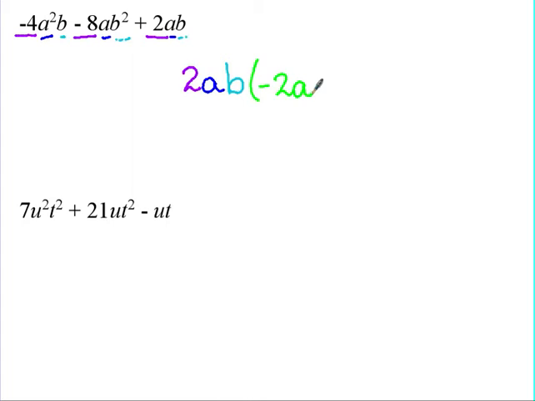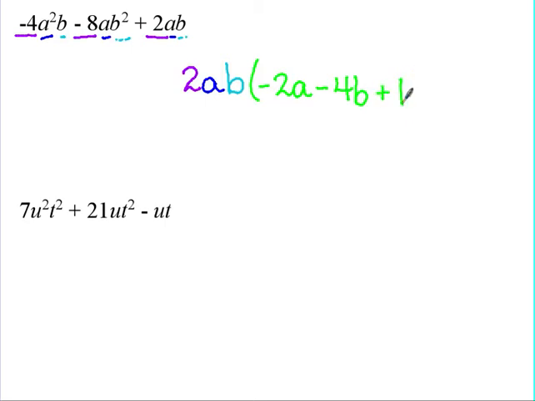B times what will give me b? Nothing. Just leave it alone. So 2 goes into -8 how many times? -4. What else do you have from that term? B, because your a is already there. And then plus 2 times what gives me 2?